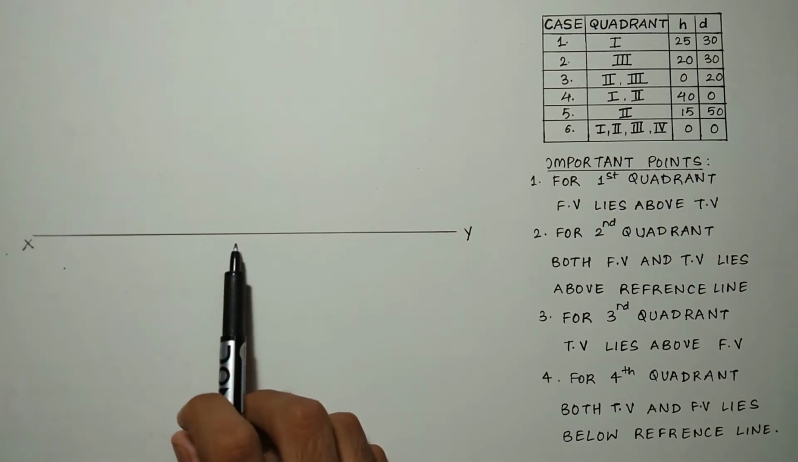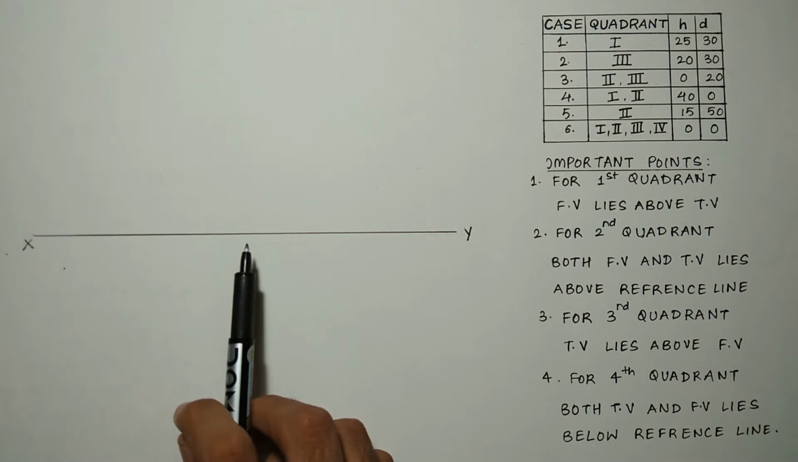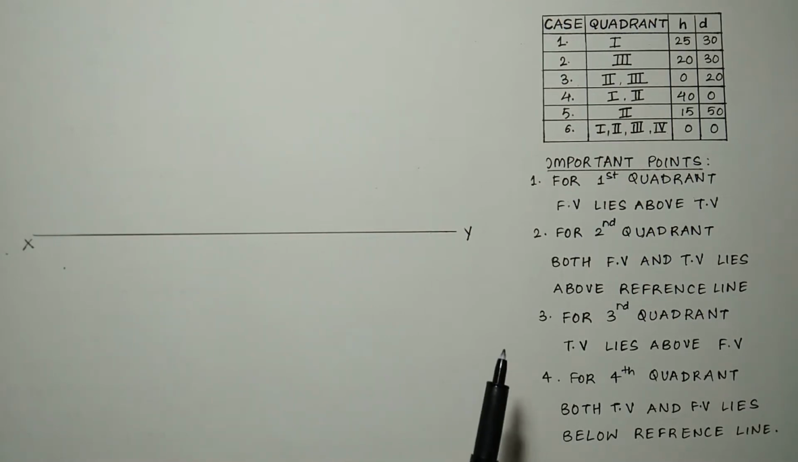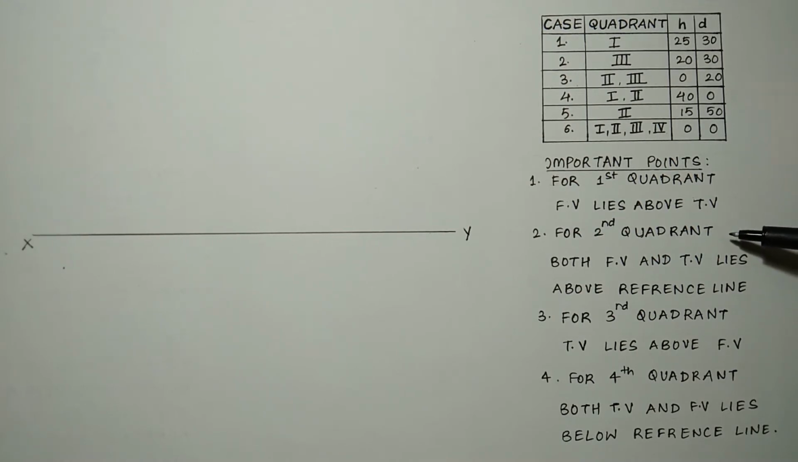Now, before constructing the orthographic view, let us note certain important points for constructing the front view and top view for different positions of a point. We know that whenever a point is resting in the first quadrant, the front view lies above the top view. For the second quadrant, both the front and the top view lie above the reference line. For the third quadrant, the top view lies above the front view, and for the fourth quadrant, both the top and the front view lie below the reference line. This reference line is the xy line only.